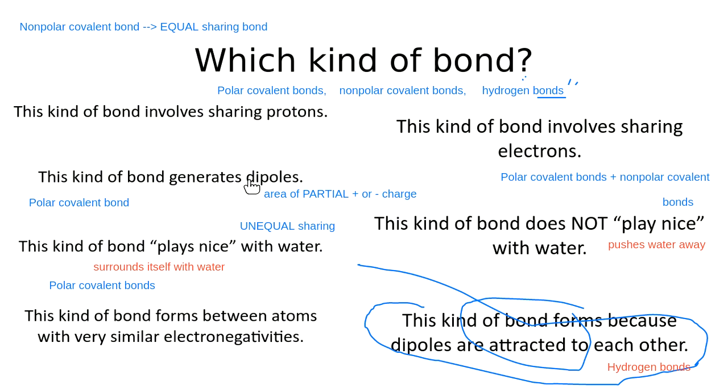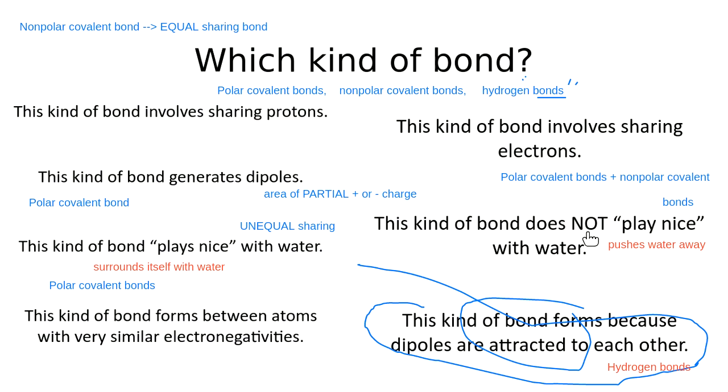So here's maybe a big picture idea to write down for yourself. Compounds with dipoles play nice with water. Or compounds with polar covalent bonds play nice with water. Because water has these dipoles. The only kind of compounds that like to be around things that have dipoles are things that have dipoles. So things that play nice with water are things with polar covalent bonds. Polar covalent bonds, they have dipoles.